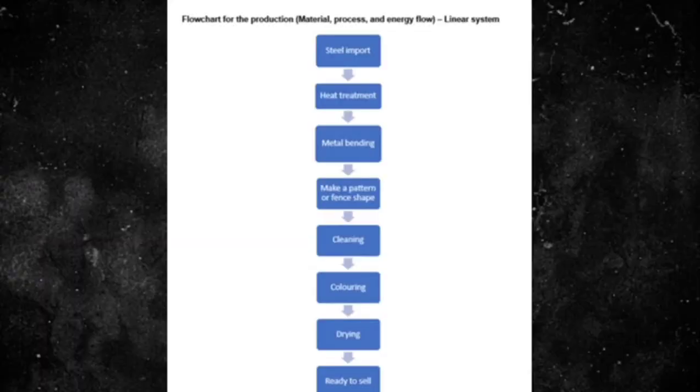First of all, I'd like to give you an overview of the linear process. The process in steel making includes heat treatment and metal bending. The selected design will be done in the next step. After the designing process, the steel will be cleaned before colors are applied in the coloring process. The steel will be dried and the product will be ready for the market.